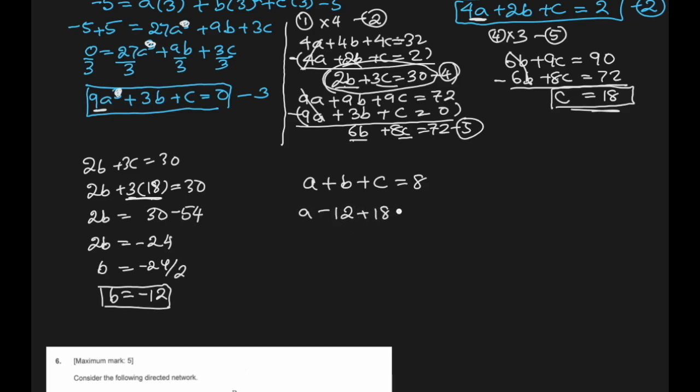Plus c is 18 equal to 8, 6. So a equal to 8 minus 6, yeah, because this is positive 6, negative 6. So a is 2. Got all three, a, b, and c in this case.